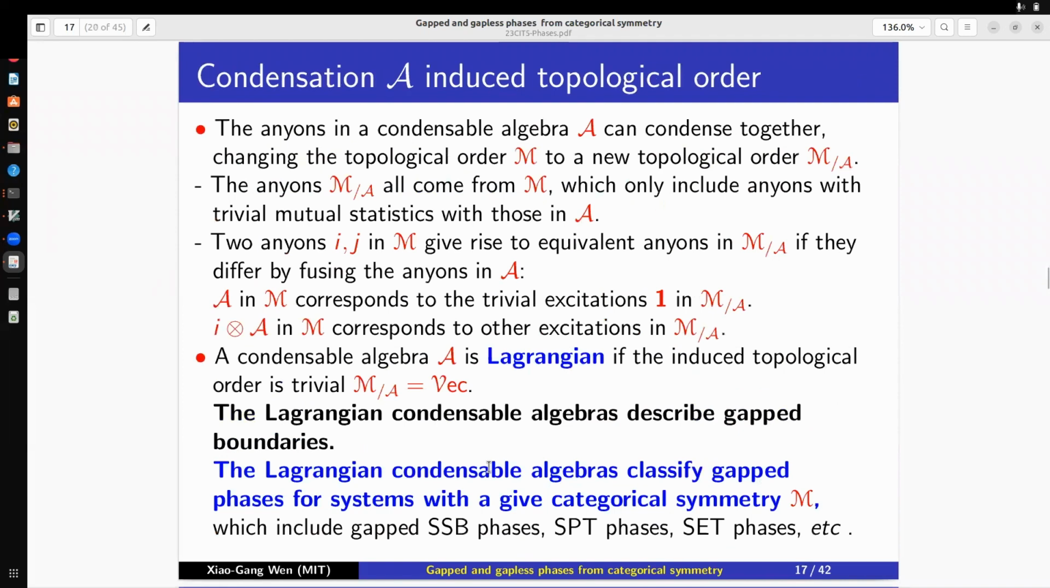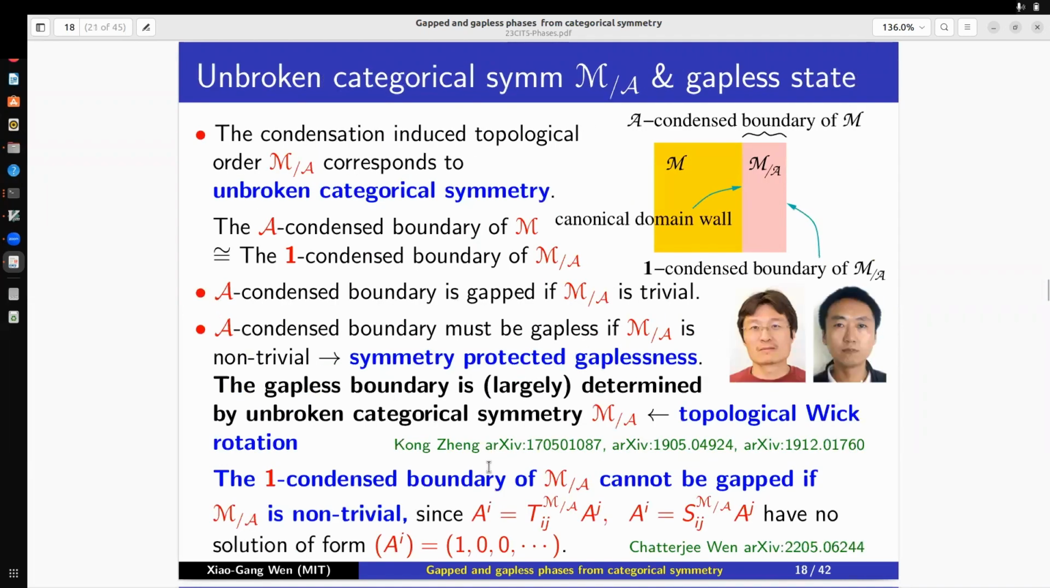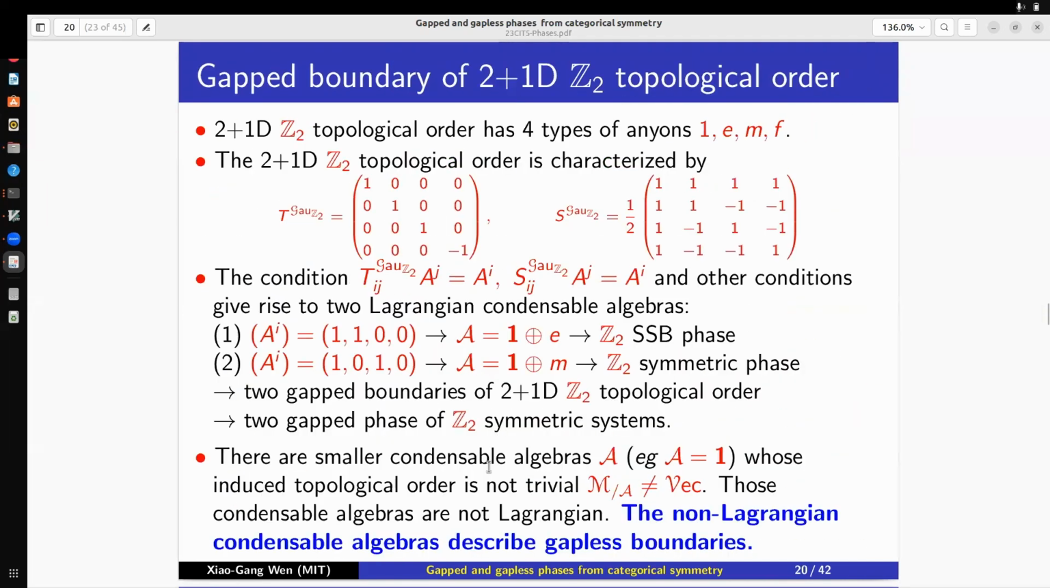So now we can see this condensation. There's another picture which is important. Here we're describing condensation as the way to get the gapped boundary. To calculate this, we are calculating the partition function with some boundary and inserting an anion.